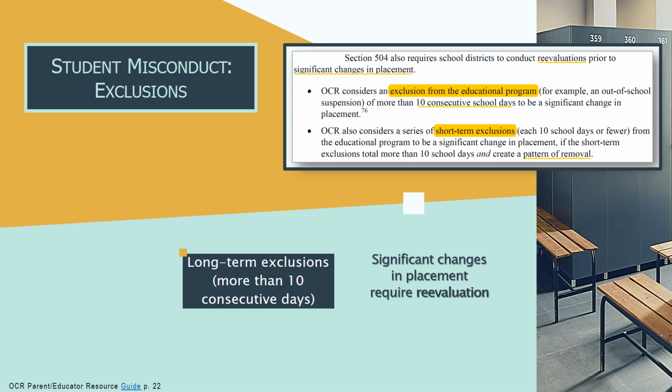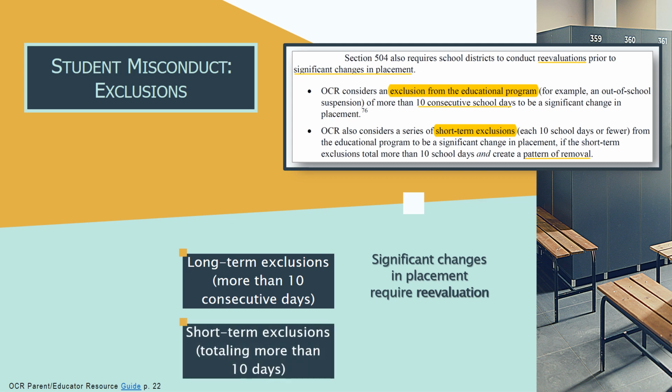A long-term exclusion is described as being removed from the educational program for more than 10 consecutive school days. The Office of Civil Rights describes short-term exclusions as being removed from the educational program for days that total more than 10 school days and create a pattern of removal, whereby the length of each removal, the proximity of the removals to each other, and the total amount of time amount to a method of removal.